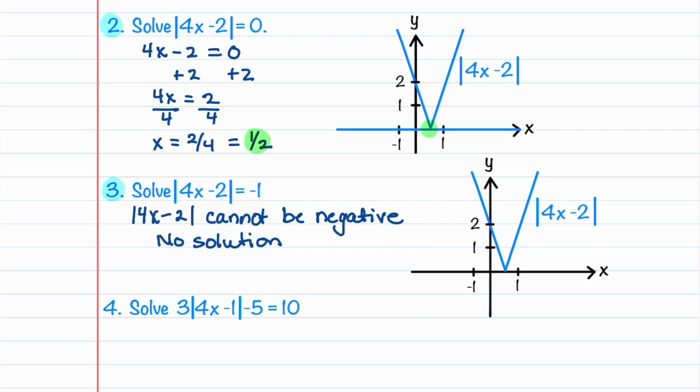And let's see if this makes sense graphically. Let's go ahead and graph our right-hand side, which is y is equal to -1. So I'm going to graph a line, y is equal to -1, and you can see from the graph that the absolute value function and this line never intersect. And because of that, we have no solution.